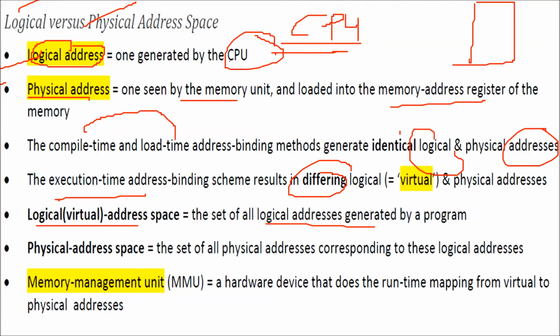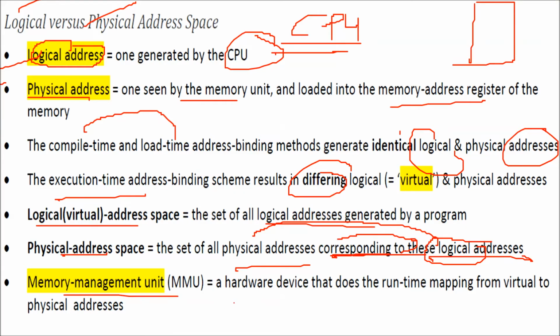So the logical address space is the set of all logical addresses generated by a program, or you can say generated or seen by the CPU. While the physical address space is the set of physical addresses corresponding to these logical addresses. So all logical addresses will have a corresponding physical address. Who is going to correspond? Who is going to bind them? The memory management unit does that.